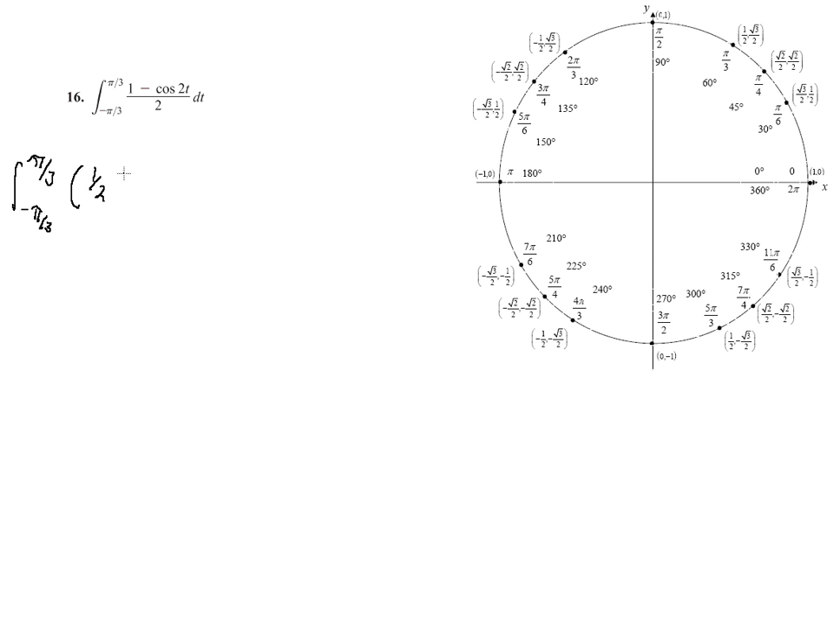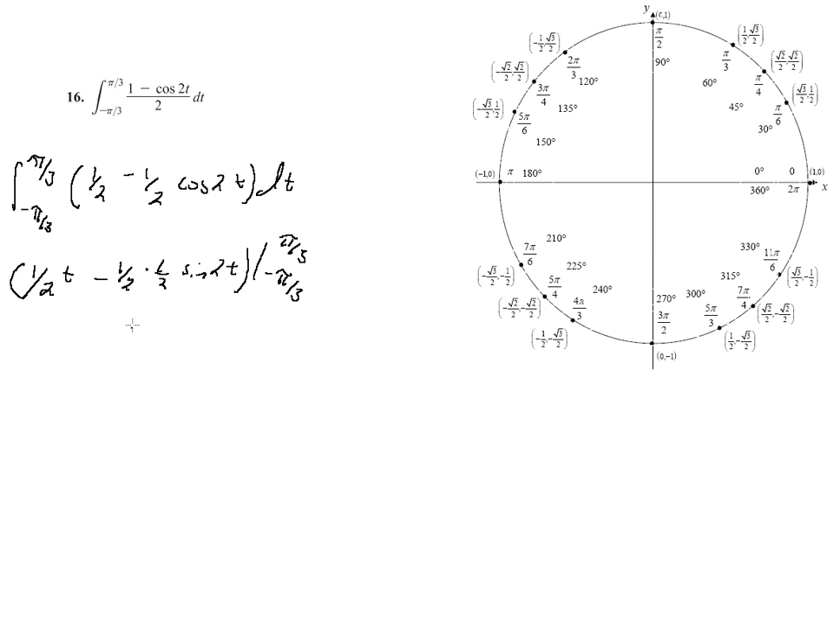So 1/2 minus 1/2 times the cosine of 2t dt. And now I'm going to integrate and then evaluate at the upper and lower limits. So we have, the integral of 1/2 with respect to t is 1/2 t, minus 1/2, that's a constant, times the integral of the cosine of 2t, which is 1 over 2 sine of 2t, and that's evaluated from negative pi over 3 to pi over 3.